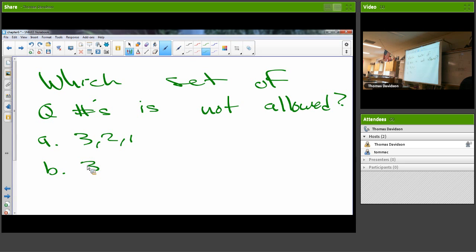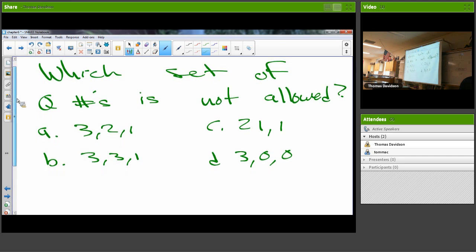B would be like 3, 3, 1. C would be 2, 1, 1. D would be like 3, 0, 0. One of those is not an acceptable set of quantum numbers. Which one is it? Okay, good. The answer here is B. And don't say, I don't get it. Say, oh, I need to get this.